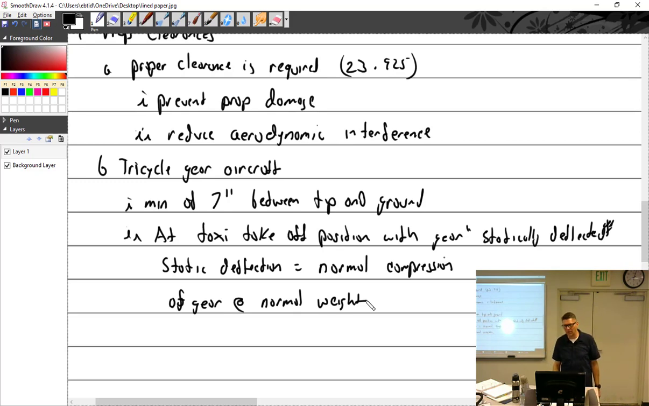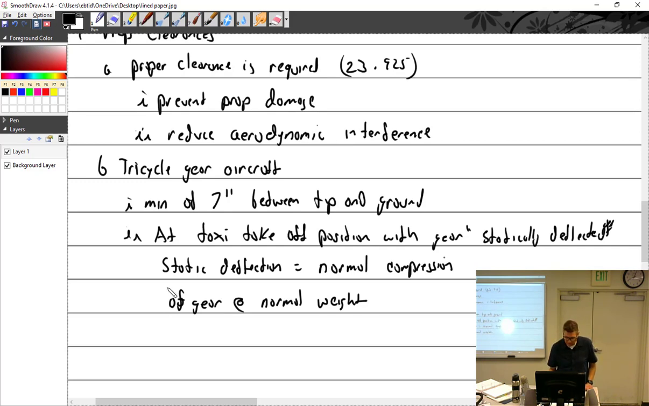Then I load up me and 3 of you guys, and you take your box of rocks and your dog with you, and it just gets heavier and heavier. Well, as long as I haven't exceeded my gross weight, then it's just normal static deflection. It's going to compress a little bit. I still need to have 7 inches, but that's under normal taxi takeoff.